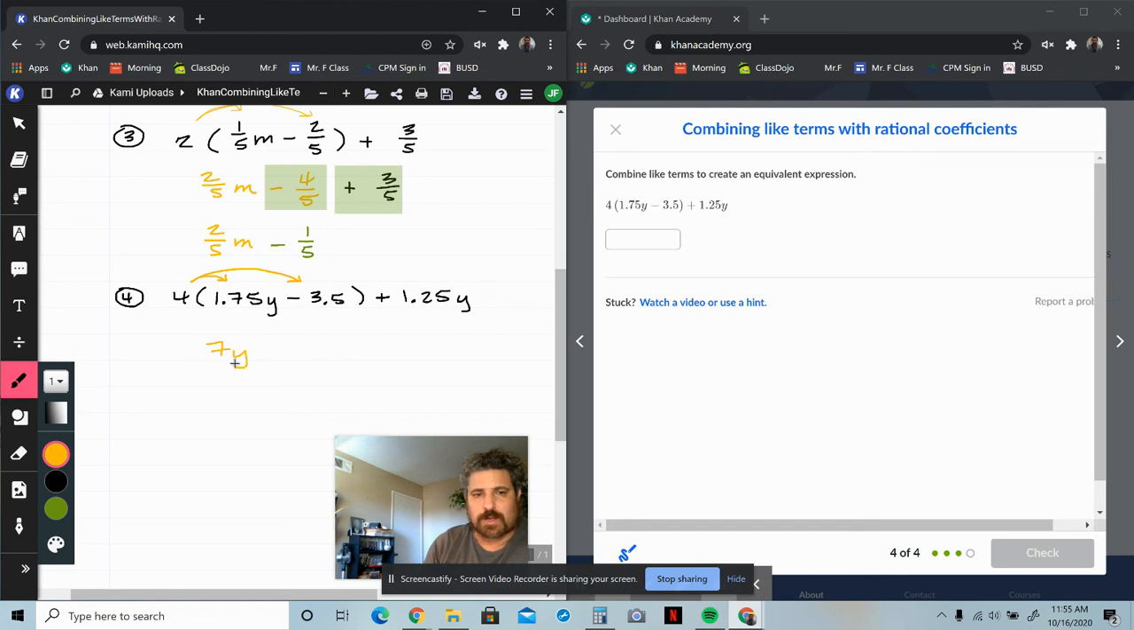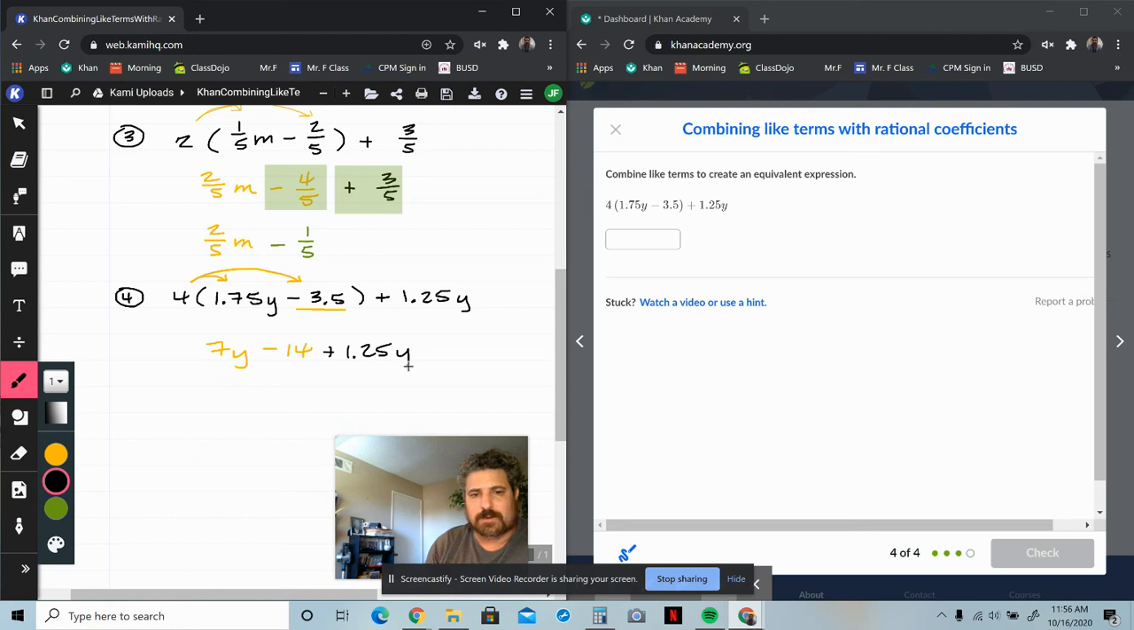So this is 7y. 4 times negative 3.5 is going to be a negative because a positive times a negative is a negative. And 4 times 3 is 12, and 4 times a half is 2. So 12 plus 2 is 14. So this is really going to be 7y minus 14. And then you're going to add 1.25y.